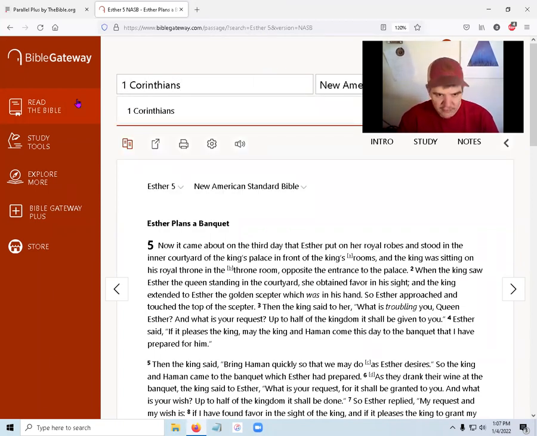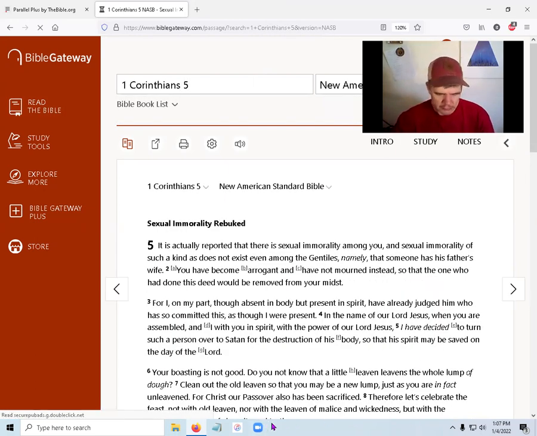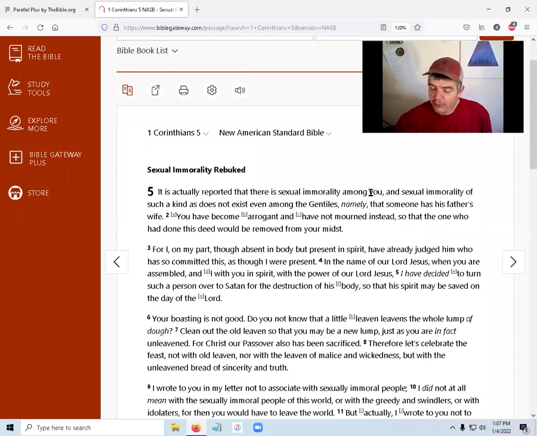1 Corinthians 5. Okay. It's actually reported there's sexual immorality among you. Sexual immorality of such a kind that doesn't even exist among the Gentiles. Namely, someone has his father's wife. Some dude is married to his mom. That's some sexual immorality among you, even that doesn't even exist among the Gentiles. Man, that's harsh.